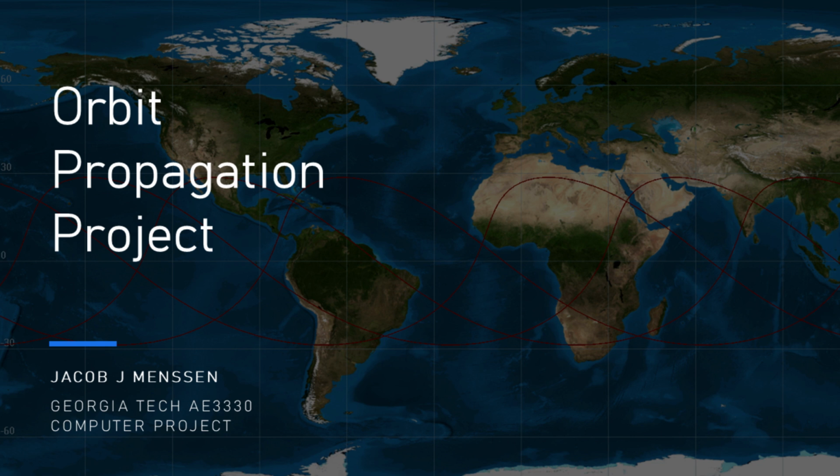I will use radar readings to predict where a satellite will be after 72 hours, and compare my results to NASA's high-fidelity mission analysis tool. This was my computer project for Georgia Tech's AE 3330.